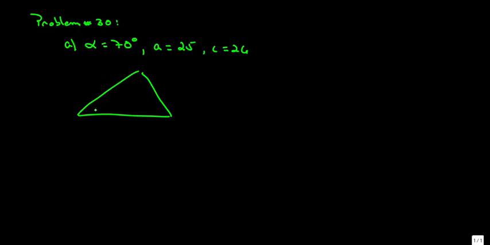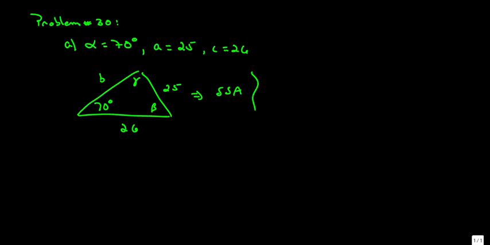So we've got alpha being 70 degrees, a is 25. Let's call this guy up here gamma, this beta. So this guy is 26. And this is b. So we've got a situation where we have an angle, a side and a side, or side-side-angle. We have to be careful with this because we're in the ambiguous case. We could have 0 triangles, 1 triangle, or 2 triangles. We don't know. So let's check that out.